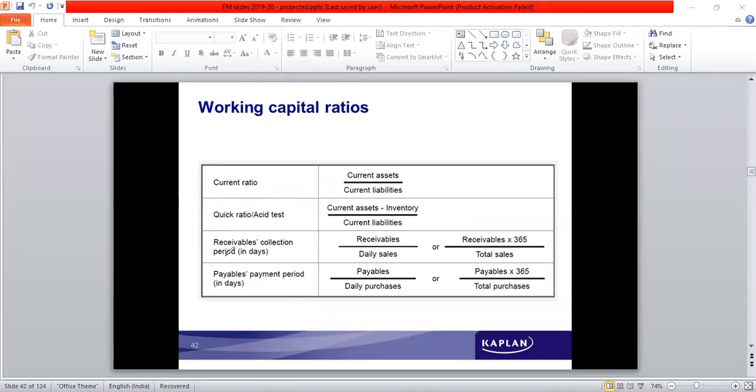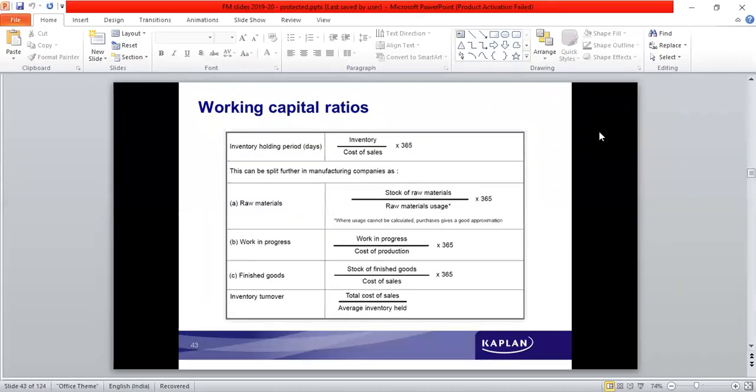So the slide talks about the receivables collection period in days, that is receivables by daily sales or receivables by total sales. So sales by receivables is turnover. So 365 by turnover, that turnover is reversed. Therefore, we have receivables into 365 by total sales. Then we have payment period, payables into 365 by total purchases. So we get to calculate these two variables in terms of number of days. Next one is inventory. Inventory is inventory by cost of sales into 365.